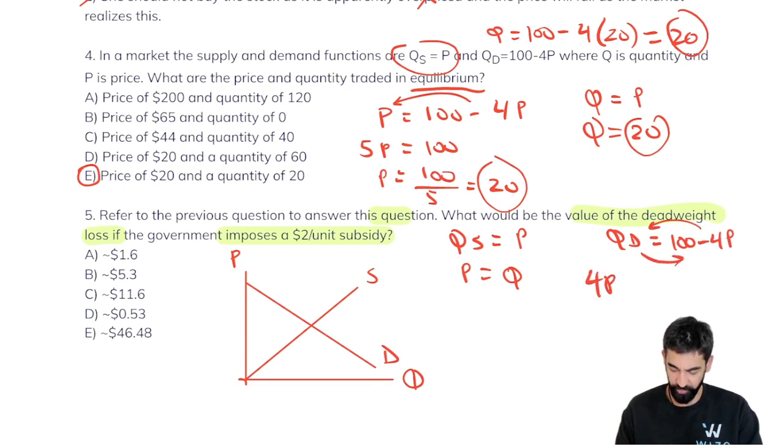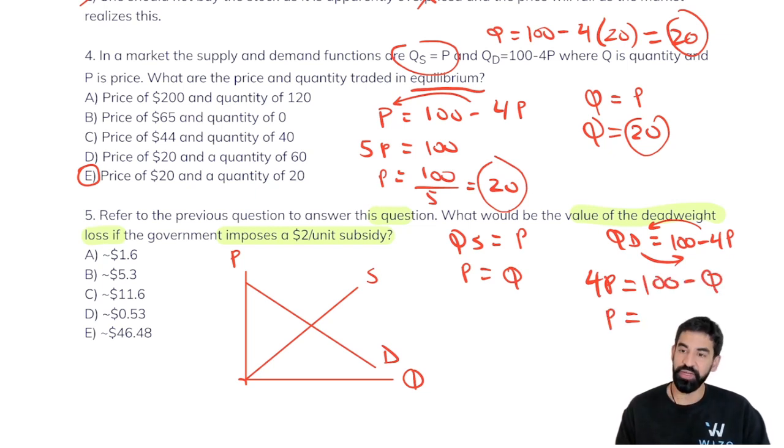It becomes positive 4P. And bring QD to the right. It's going to be 100 minus QD, or I could just say 100 minus Q. And then how can I get P? I divide everything by 4. So 100 divided by 4 is 25.